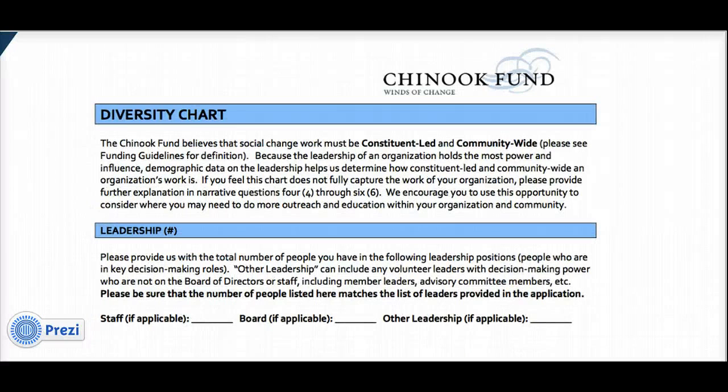The Chinook Fund believes that social change work must be constituent-led and community-wide. Because the leadership of an organization holds the most power and influence, demographic data on the leadership helps us determine how constituent-led and community-wide an organization's work is. Under the section Leadership Number, please provide us with the total number of people you have in the following leadership positions, meaning people who are in key decision-making roles.